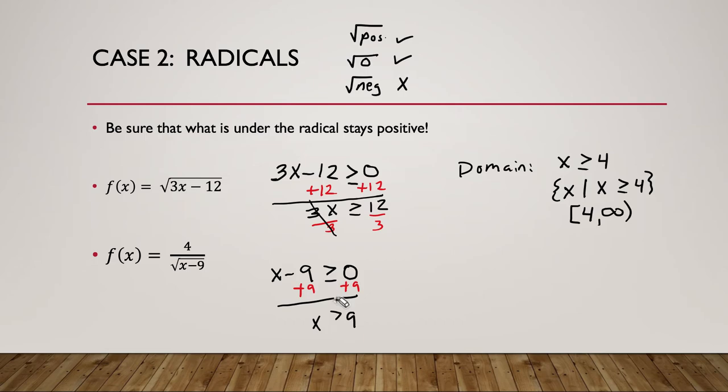Because if it's equal to 9, we're going to have undefined because we have the 0 in the denominator of the fraction. So you have to consider both things. You have to consider how to keep it positive for the square root, and then you have to be sure that what you're coming up with for your answer does not cause a 0 in the denominator of the fraction. All right, so my domain is going to be the x values that are greater than 9. Set builder notation would say x, such that x is greater than 9. Interval notation would start with 9 with a parenthesis and go to infinity.